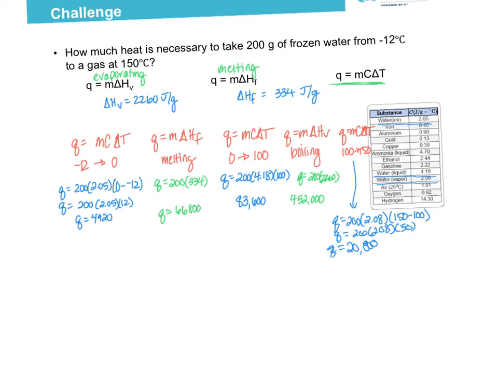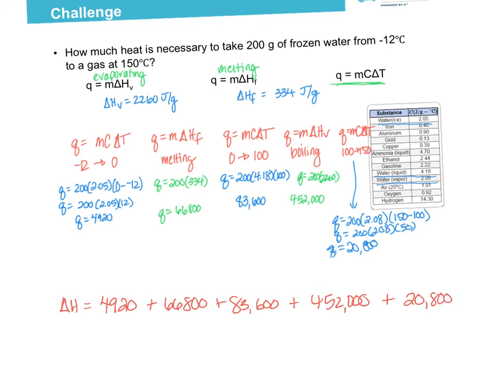The last thing I would do now is take these numbers and add them together to get the total change in enthalpy. So that's going to be 4920 plus 66800 plus 83600 plus 452,000 plus 2800. Let me add those together. You can see that the state changes tend to have much larger numbers than the temperature changes. So as long as I didn't make any stupid math errors, which sometimes happens when I type things into a calculator, I got 628,120 joules, or 628.12 kilojoules.